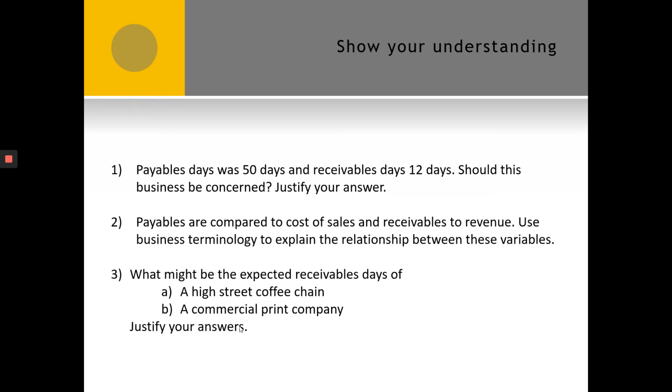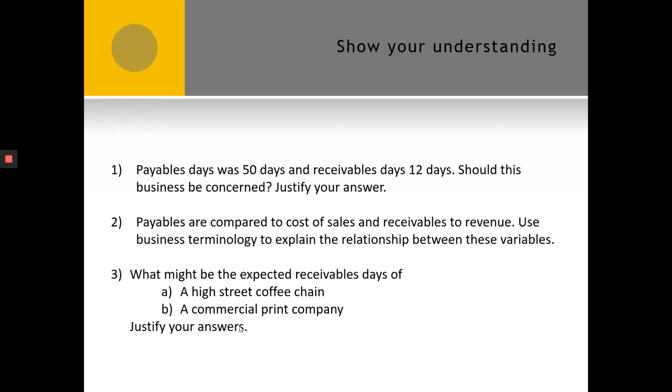Okay, so I've got a couple of little questions for you to do now based on the work that we've just been looking at: payables and receivables days. Question number 1 says payables days was 50 days, receivables was 12. Should this business be concerned? Think about your answer, think about the impact on cash flow and money management and the efficiency of the business, because these ratios come under the classification efficiency ratios.